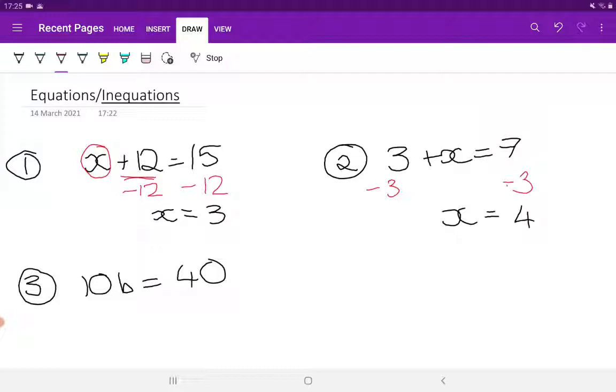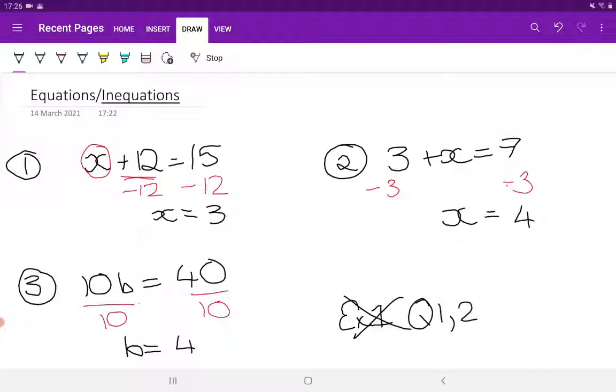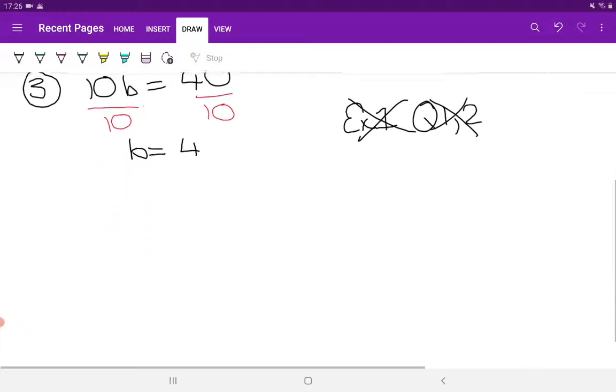In 3, 10b equals 40. Now remember, 10b means 10 times b, so we're going to divide by 10, and we get b equals 4. So if all of that was really straightforward for you, then don't worry about exercise 1, okay? You don't need to consider that. But what you probably will need to think about and spend a little bit more time on is question 1 and 2 of exercise 1, okay, but question 3, I think we'll all need just a wee reminder of.